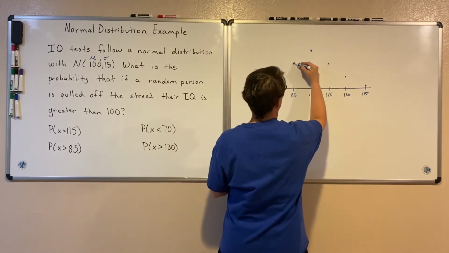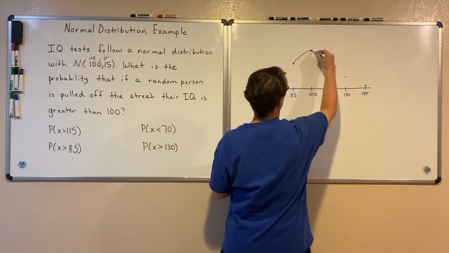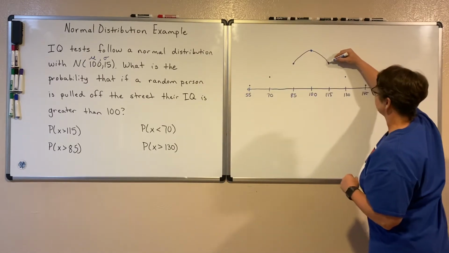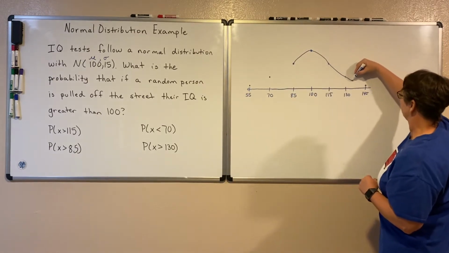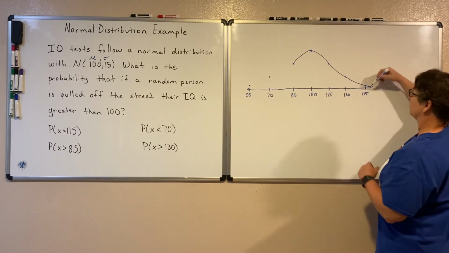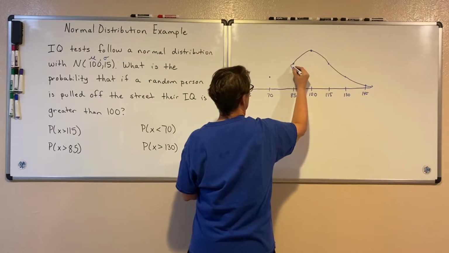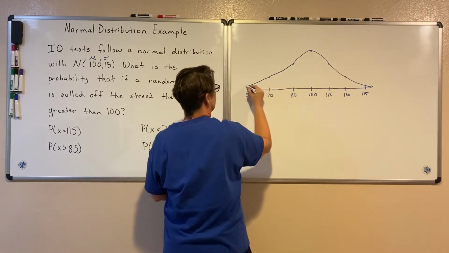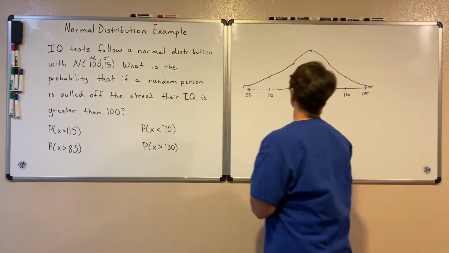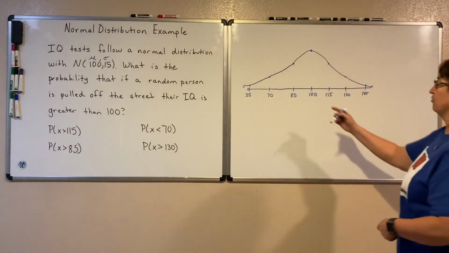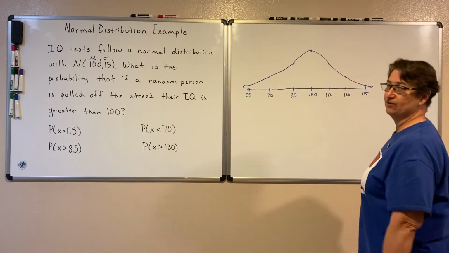And then we just connect our dots into the curve so that we have that change in concavity at that inflection point. And remember then it has this asymptotic behavior where it never quite reaches the line. It's just getting closer and closer there as we go. Okay, so there is my normal curve with my mean of 100 and my standard deviation of 15.